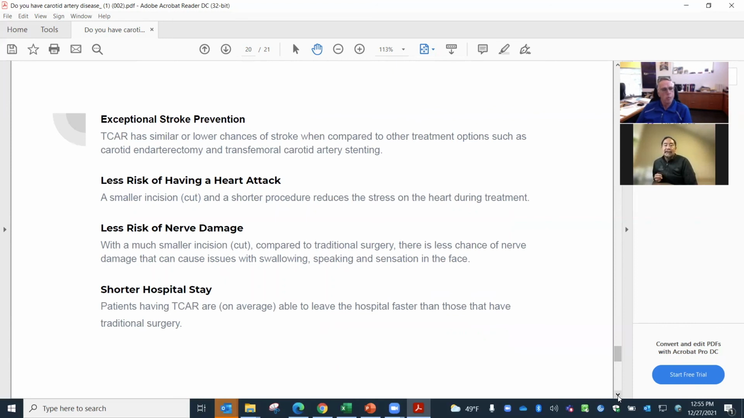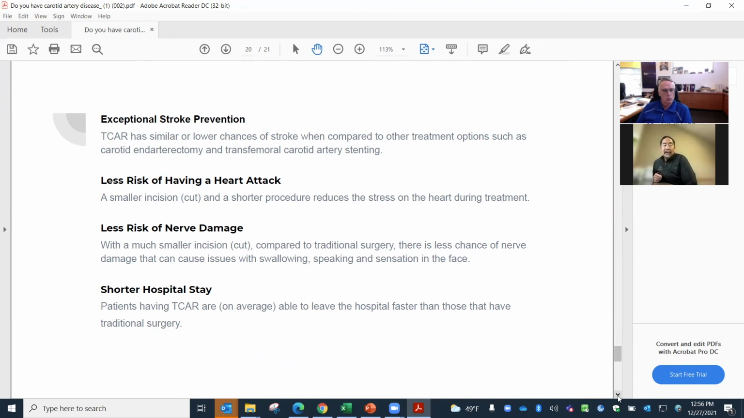So this TCAR procedure, what is great about this? Well, number one, exceptional stroke prevention, meaning that putting a stent across that artery prevents a future stroke equally as effectively as taking the plaque out. So let me reiterate that. Placing a stent across a high-grade plaque protects you from future strokes very similarly to that of surgery removing a plaque.